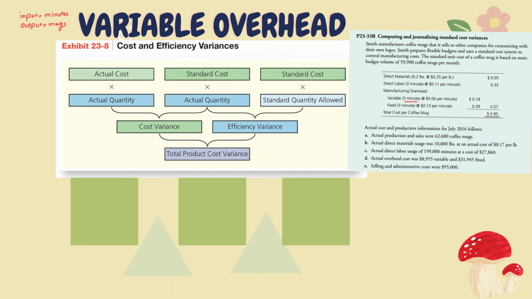So the first one, actual cost multiplied by actual input. The second one, standard cost or budgeted cost by actual input. Last one, standard cost or budgeted cost by standard quantity allowed. And we can find this answer by multiplying actual output with standard input per one output.